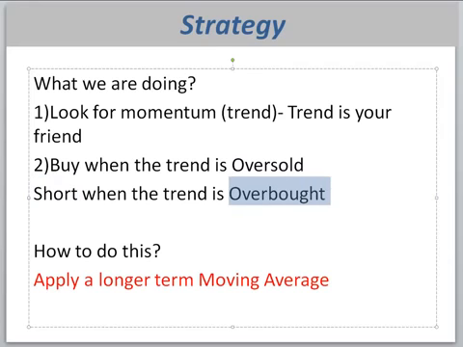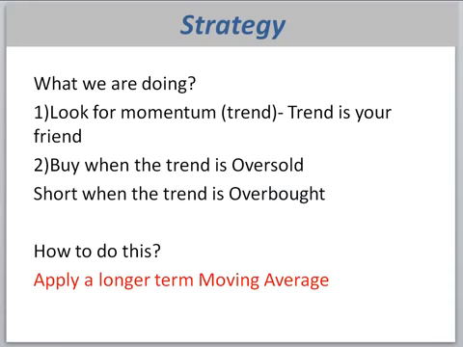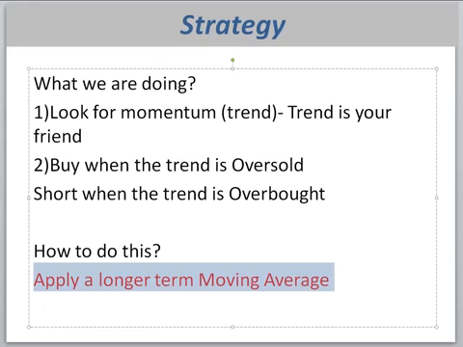Okay, so how do you do this? This sounds a little strange. You want to go with the trend. You want to be buying something that's strong, even though it's weaker. So is it strong or is it weaker? How does that work? So how to do this? We're going to apply a longer-term moving average.